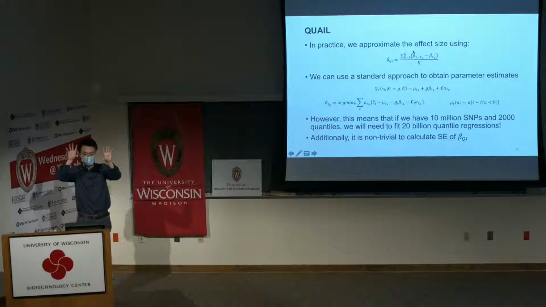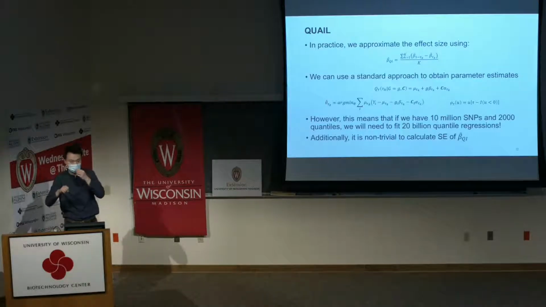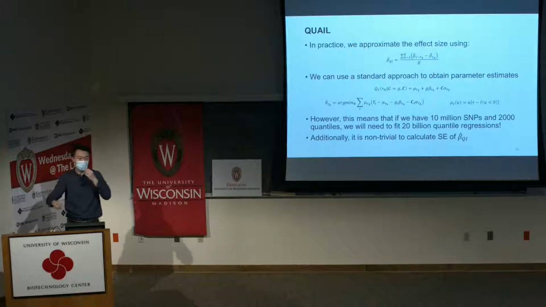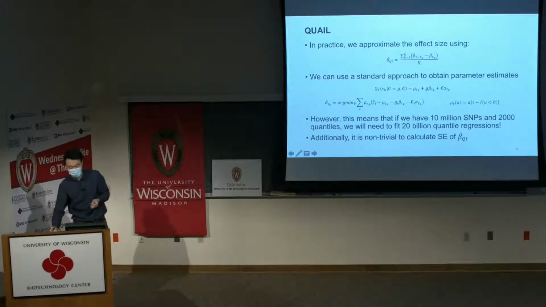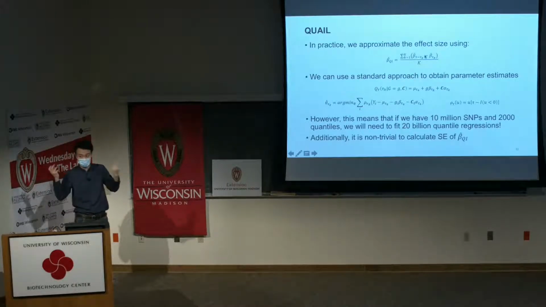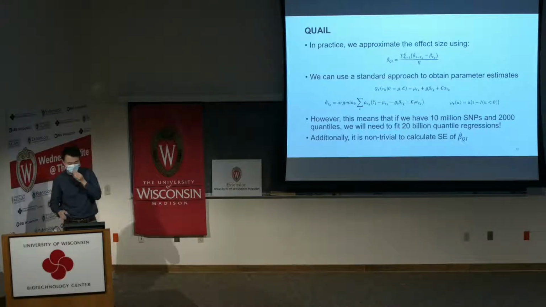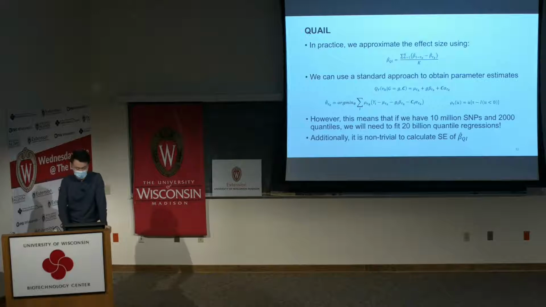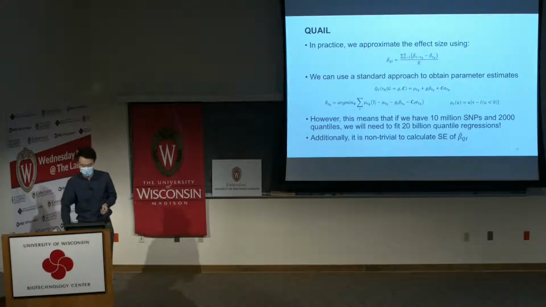Additionally, even if you are able to construct this beta hat QI as shown on the very top of the slide, it's not a trivial problem to calculate the standard error of this point estimate, because it's a linear combination of many different quantile regression estimates. They're not independent. It's not a trivial problem to characterize the covariance structure between these estimates. So that's obviously impractical. The idea is intuitive, but it's impractical.